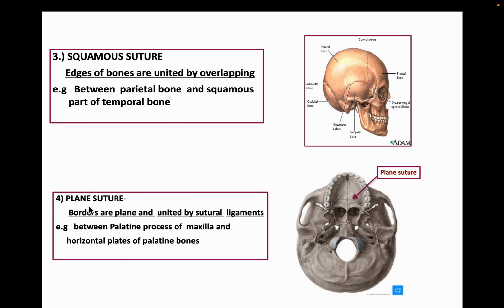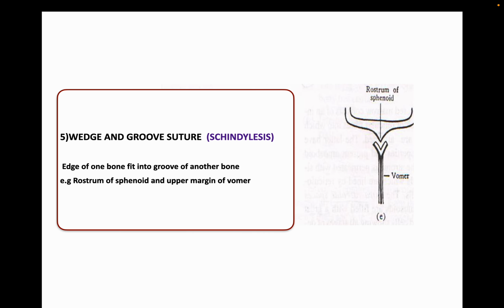Coming to the plain sutures, they are seen in the palatine process of the maxilla and the horizontal plates of the palatine bone. In this the borders are plain and united by sutural ligament. Coming to the wedge and groove suture, schindylesis, the edge of one bone fits into the groove of another bone. You can see in this, the rostrum of the sphenoid fits in the upper margin of the vomer. So this is the wedge and groove suture.